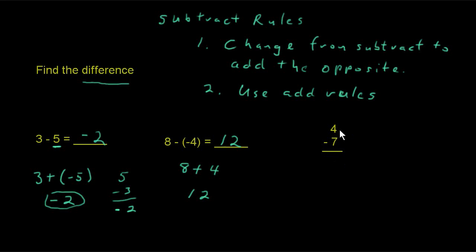Next problem is written vertically. We can write them vertically as well as horizontally. And we'll just change it to 4 add a -7. And 4 add -7. Once again, the signs are different, so we'll subtract the two numbers. 7 from 4 is 3. And take the sign of the larger, which is the negative. And our answer is -3.